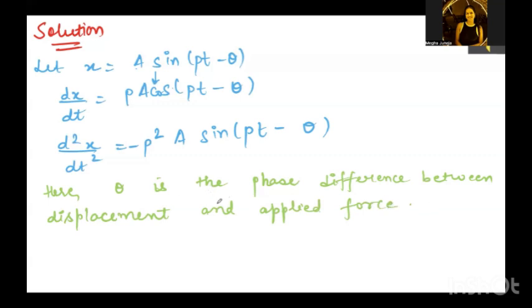Now we substitute these values. So what was our equation? Let me write it down. That was d square x over dt square plus omega naught square x plus 2r dx over dt, and this was equivalent to small f naught sine pt. Correct? So now let's substitute the values.